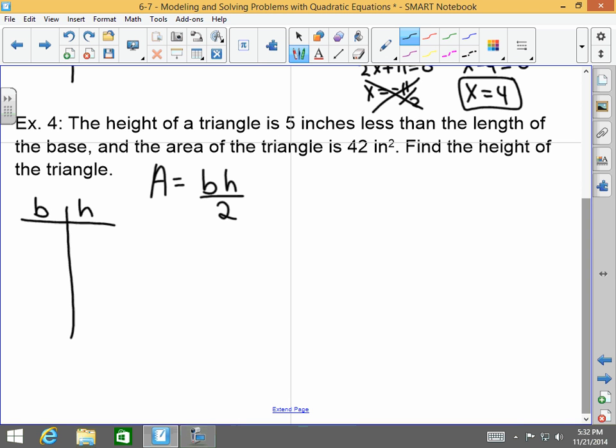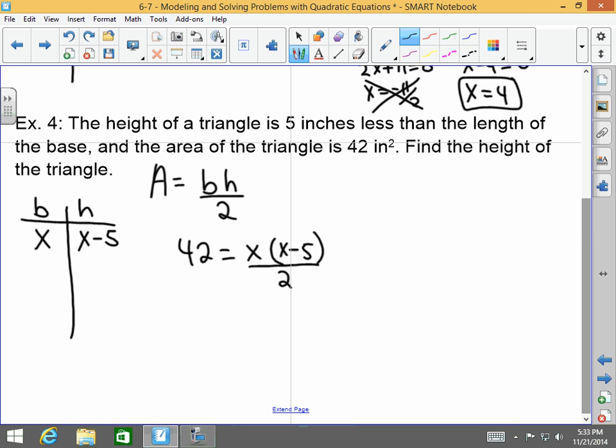What do we know nothing about? The height of a triangle is 5 inches less than the length of the base. So we know nothing about the base. But we know that the height is 5 inches less than the length. So remember, less than, flip. So height is x minus 5. Okay? And we know that the area is 42. So my area, which is 42, equals my base, which is x, times my height, which is x minus 5, divided by 2.